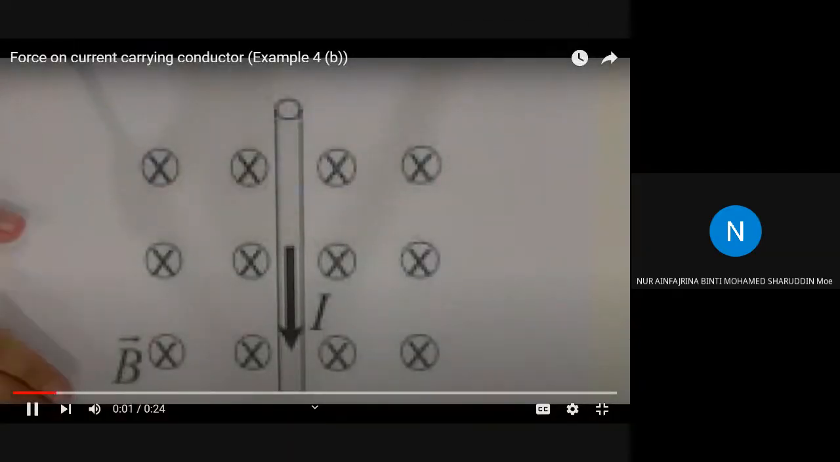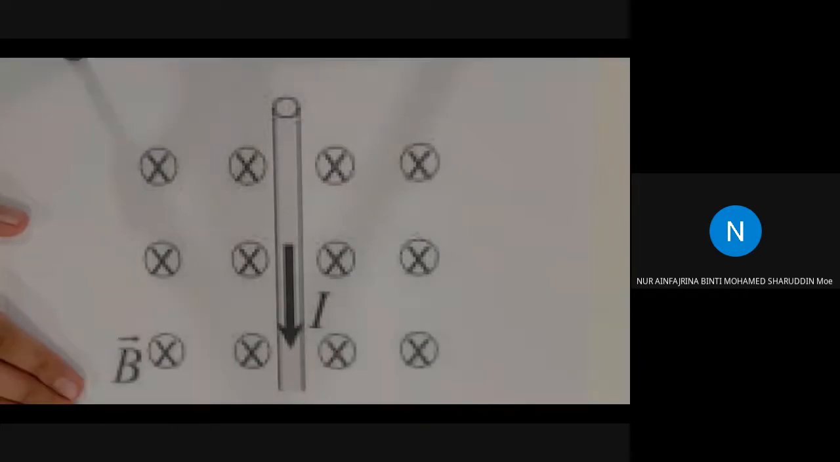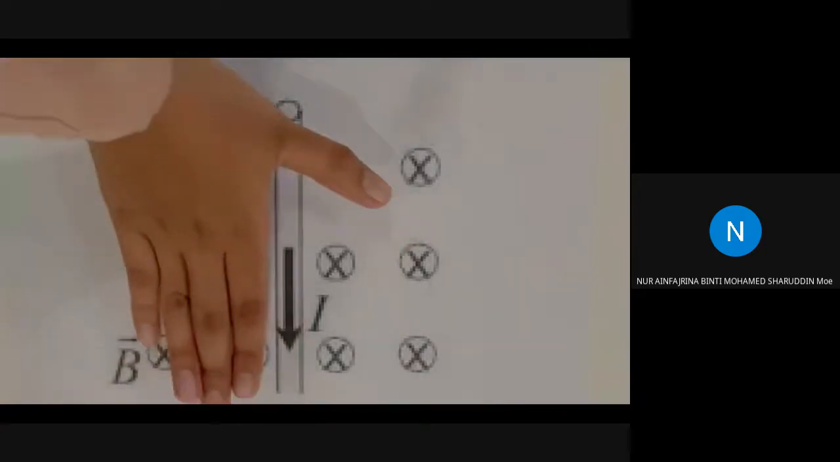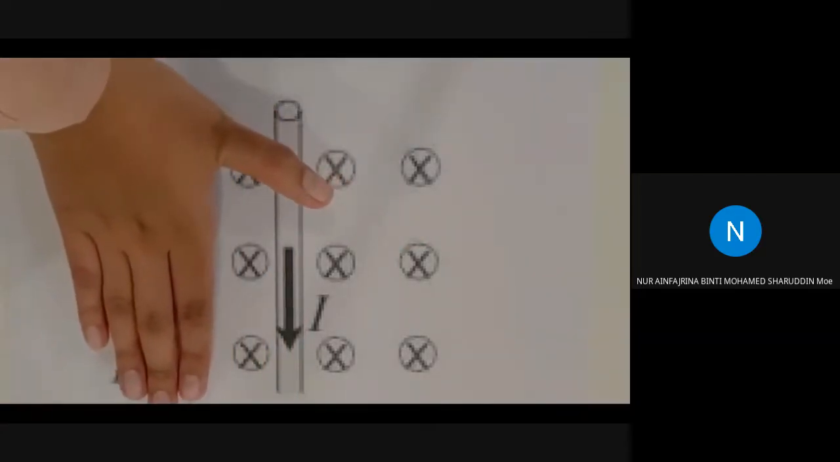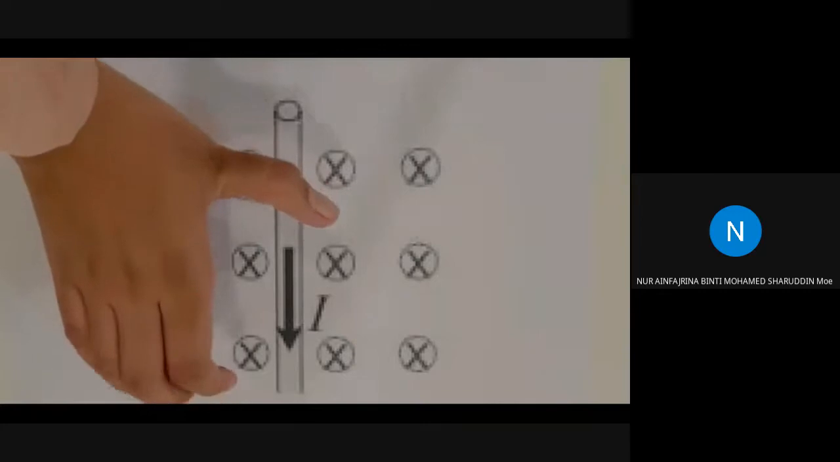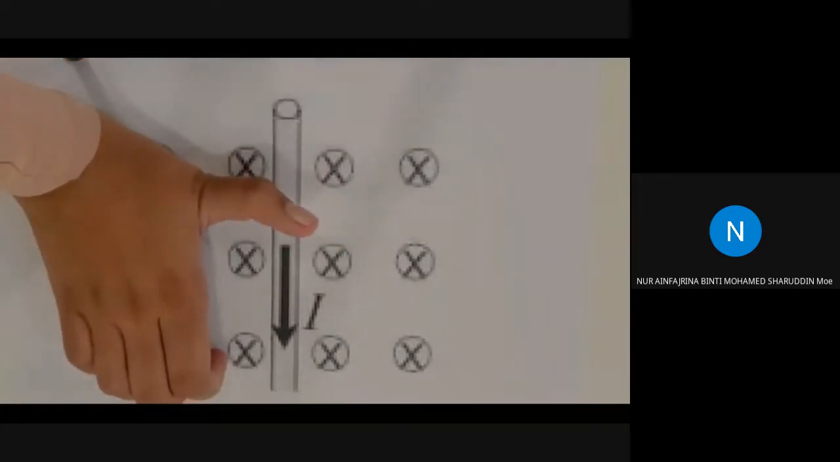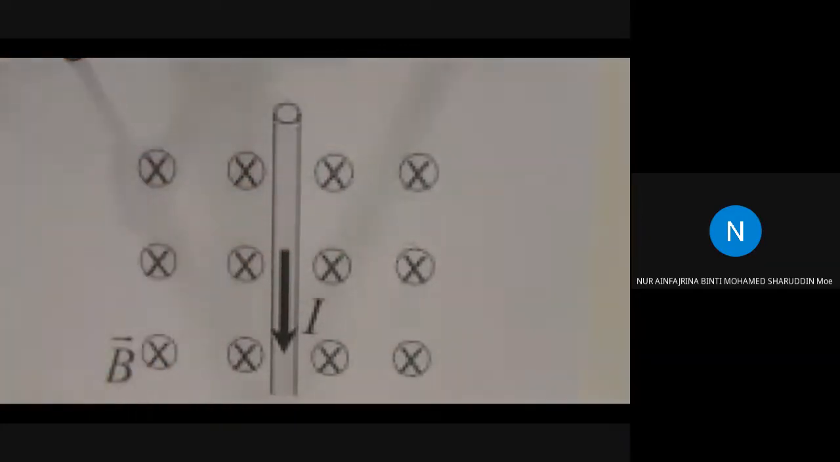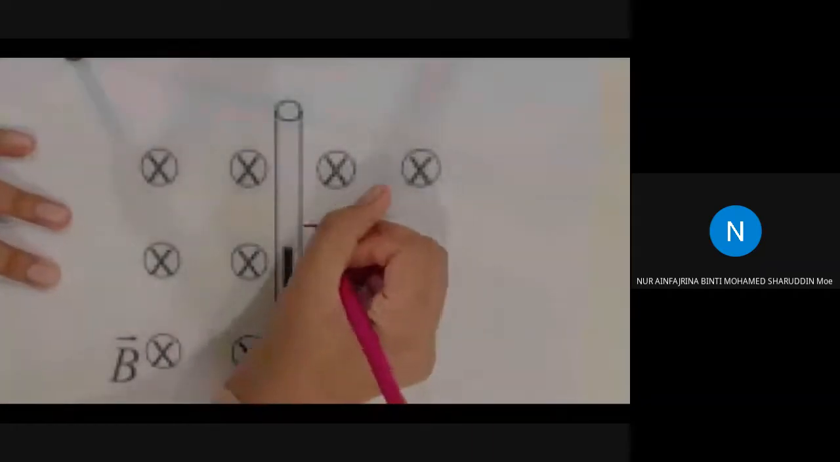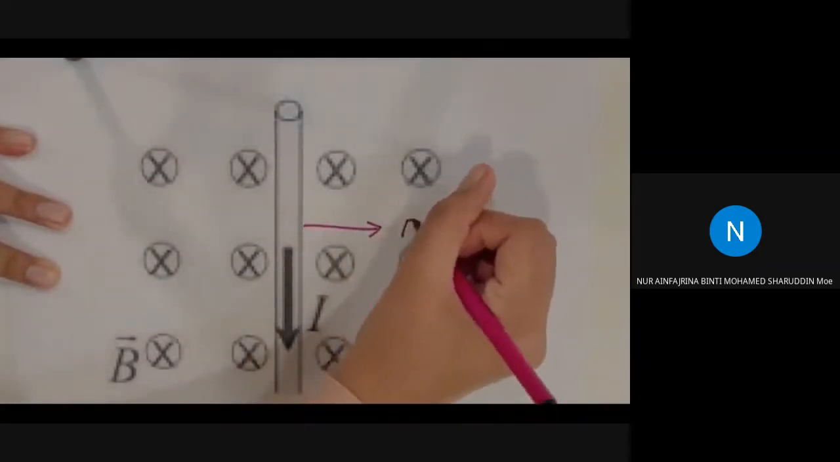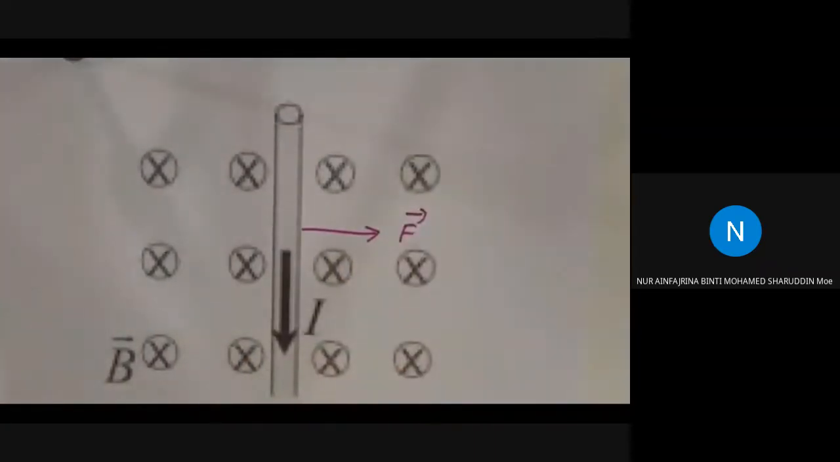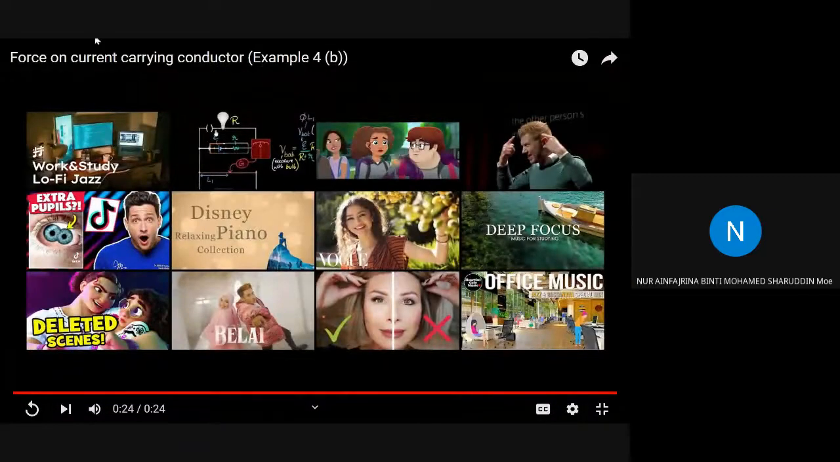Okay, so now we have a current carrying conductor placed into a magnetic field. To determine the direction of the magnetic force, our hand must follow the direction of current first. So downwards, and our magnetic field goes in. So our force will be to the right. So we draw the direction of force to the right. Okay, so this is the direction of force. Alright, that's all.